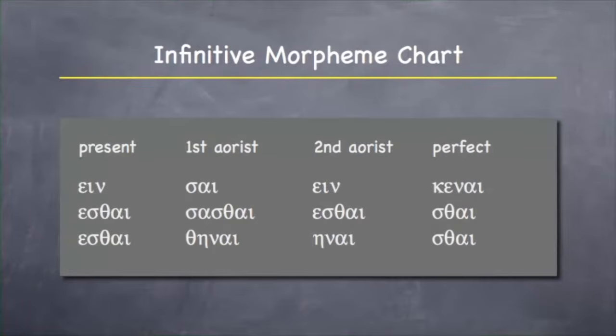If you compare that to the present, you can see that probably the epsilon in esthai is a connecting vowel. So spend some time in these forms and see the consistency, see where they're the same, see where they're different, and then be sure you memorize this.